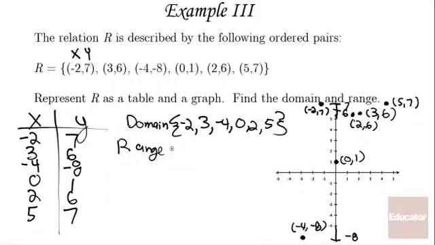For the range, I have 7, 6, -8, 1. Well, I already have 6 listed. If I listed it again, that would be fine, but I really don't need to. And then 7. I already have 7. So my range is actually only these 4 unique numbers. I don't need to list numbers twice. So I represented the relation as a table, as a graph, and I found both the domain and the range.